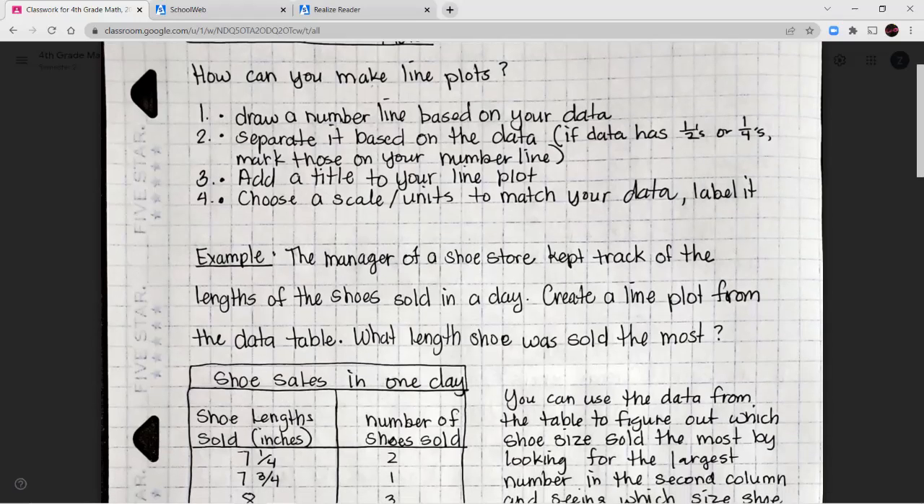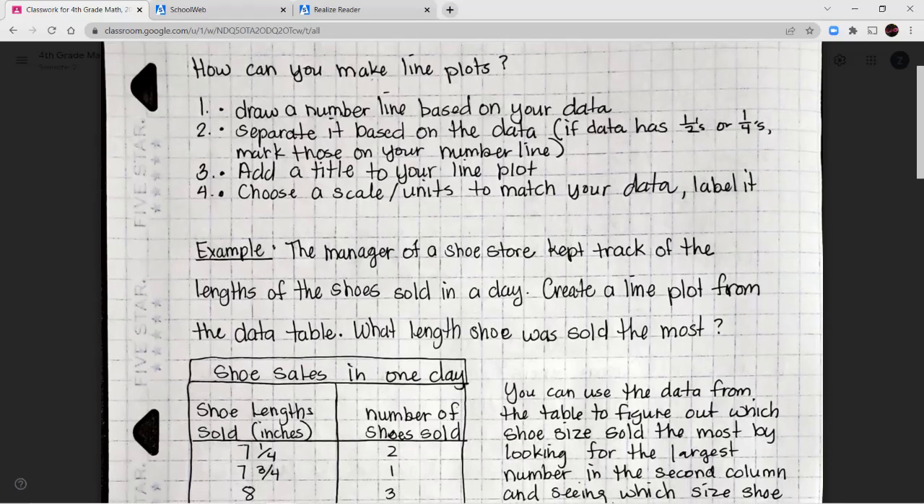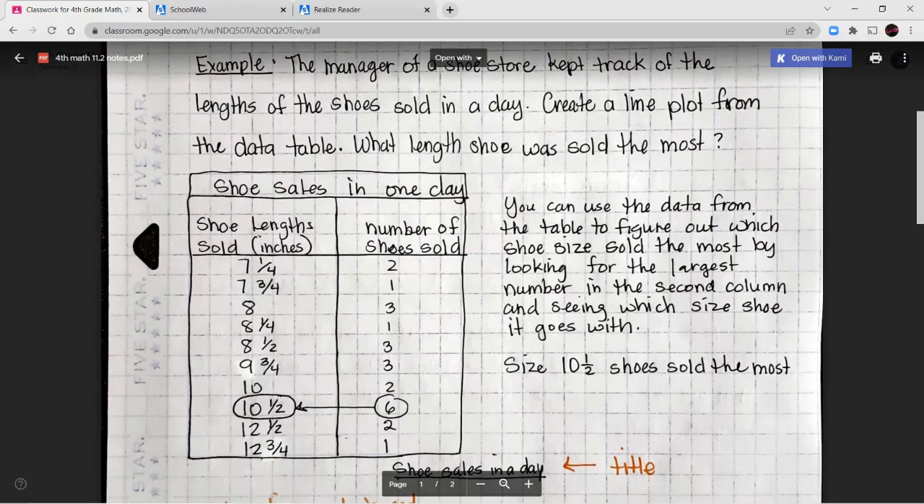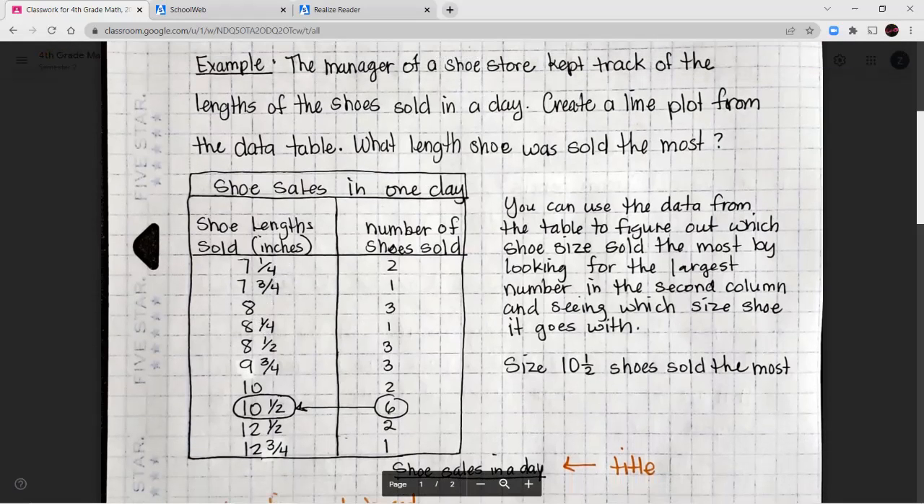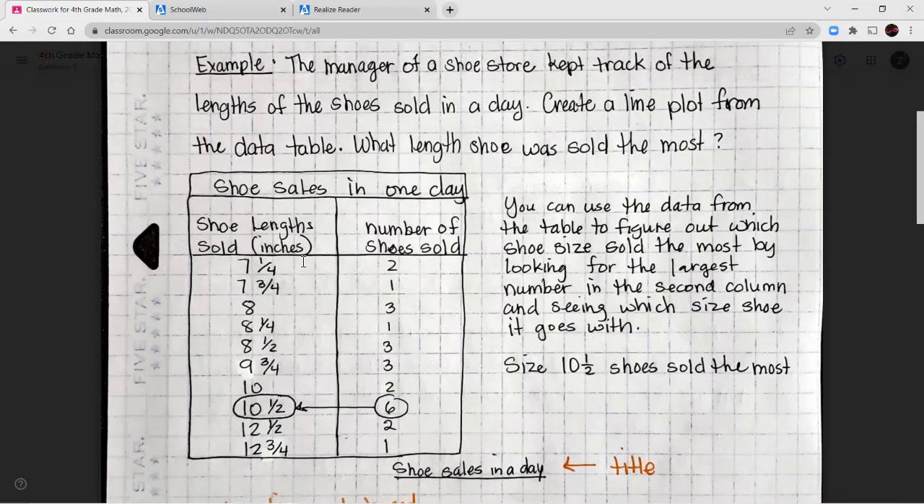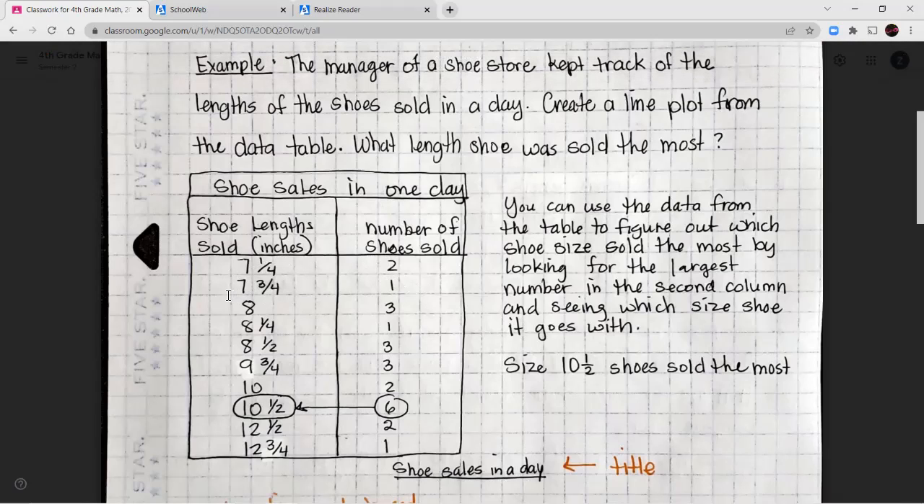It says the manager of a shoe store kept track of the length of the shoes sold in a day. Create a line plot from the data. What length shoe was sold the most? So this is the data that they gave us. You have the length of the shoes over here, and here you can see they're organized by length. The number of shoes, so 2 of our 7 1/4 inch shoes got sold. 1 shoe got sold that was 1 3/4 inches, 3 shoes that were 8 inches, and so on.